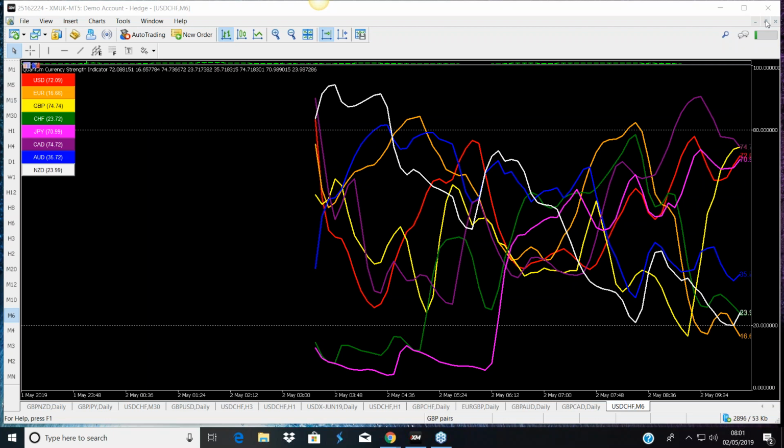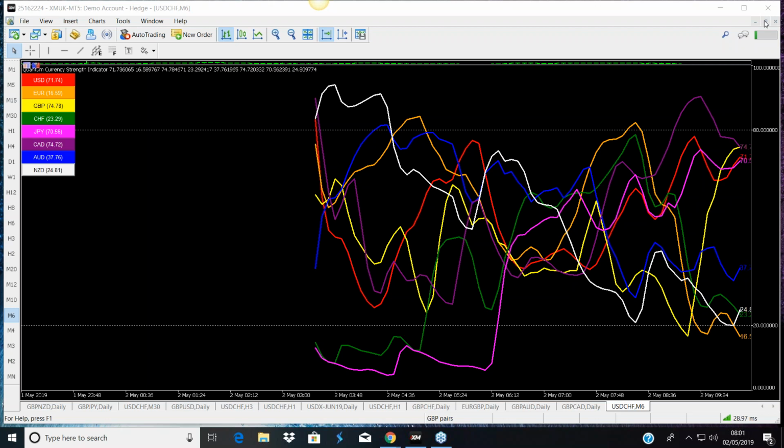So in looking at the CSI, it's not just about identifying opportunities, it's also about identifying those pairs that have no interest because they're probably in congestion. There's a whole myriad of things. The steepness of the line tells you about strength. If the currency is moving sideways, it's telling you it's in congestion anyway. And if it's not rising strongly or falling strongly, then there is no momentum in that particular pair.